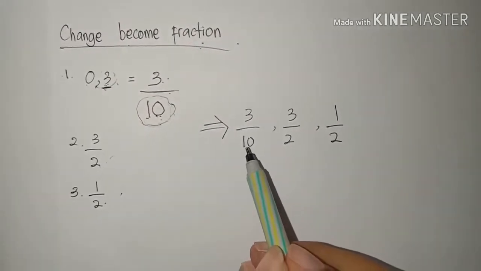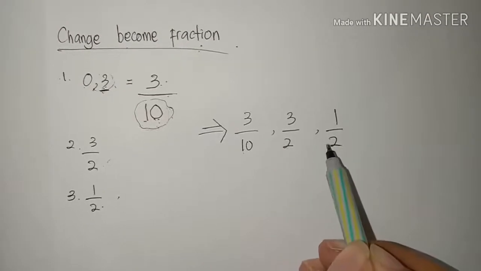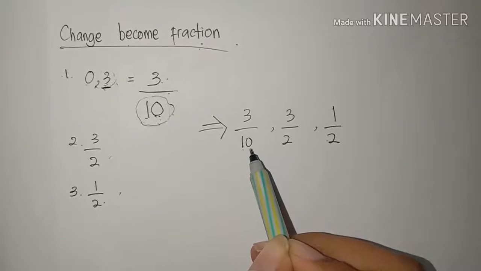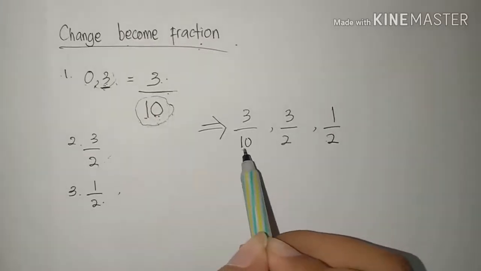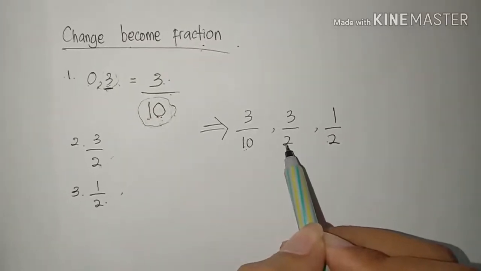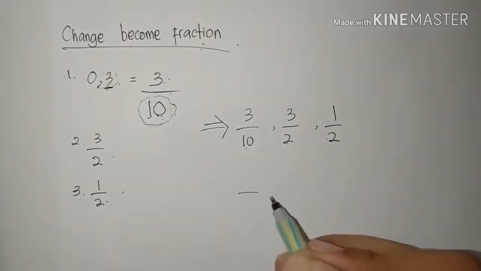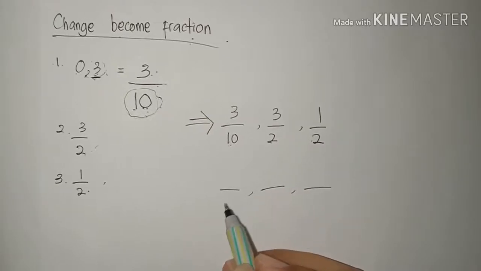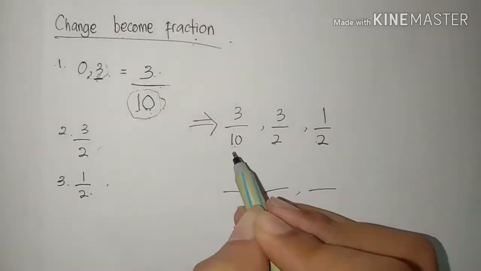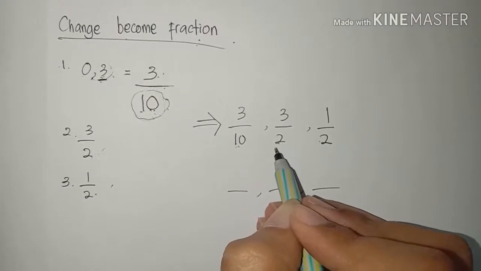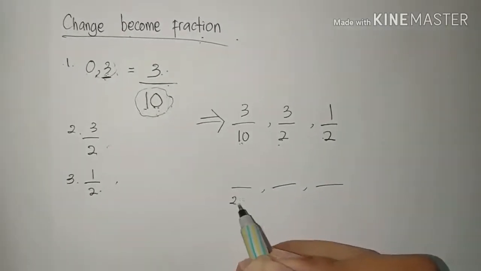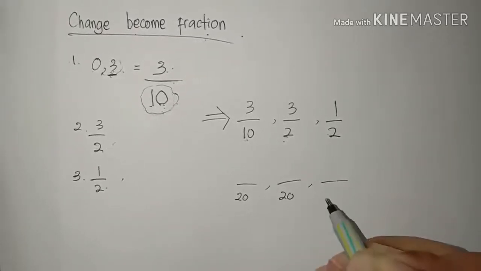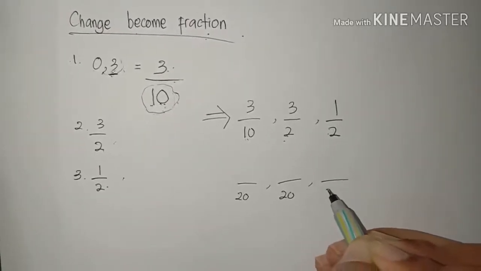You have to change to become the same number. How? You can multiply the denominator: 10 times 2. Now, to make it the same number, 10 times 2 is 20. So you can write 20 in all of the patterns.